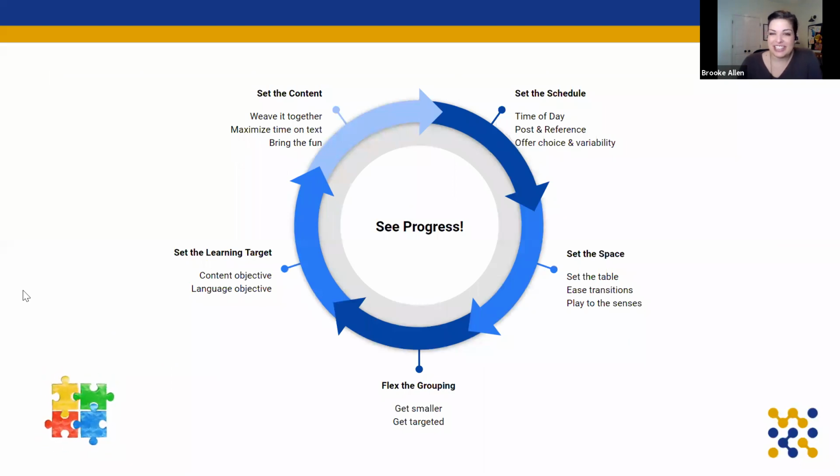So to put all of this together, we set the schedule, we set the space, we flex our grouping, name the learning target, and then we weave together the content in a way that's most appropriate for our students and their needs, and then we can see progress.